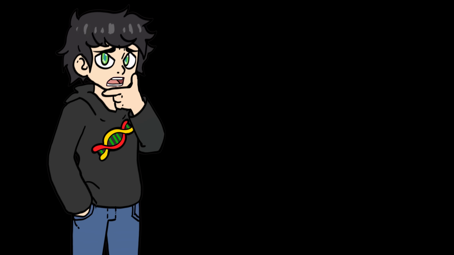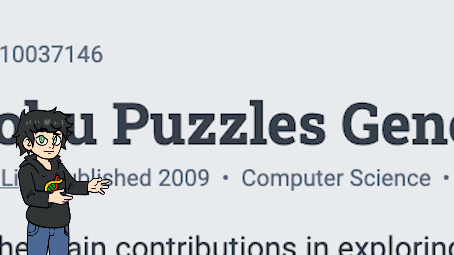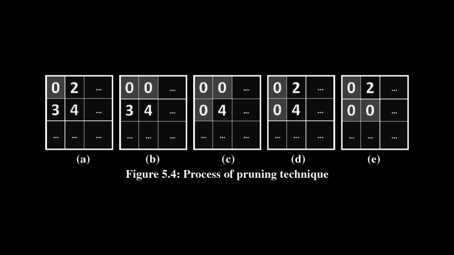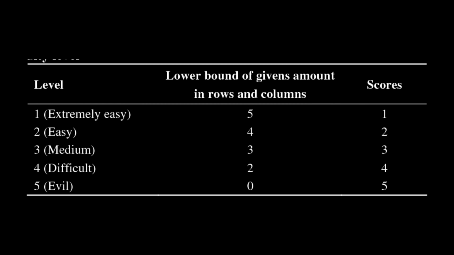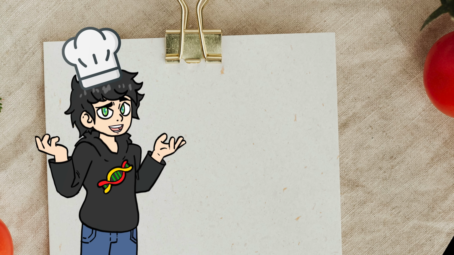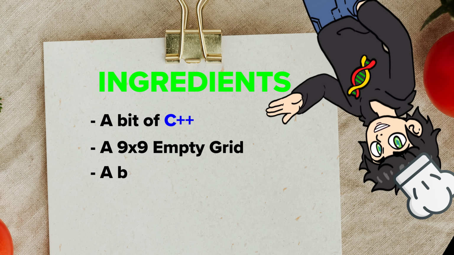At first, I had no idea how to do this, so I read this 2009 paper called Sudoku Puzzles Generating from Easy to Evil. It's a really detailed paper which pretty much gives you the recipe to cook up some fresh Sudokus. So to make your own Sudoku, you will need the following ingredients: a bit of C++, a 9x9 grid, and a bit of luck.